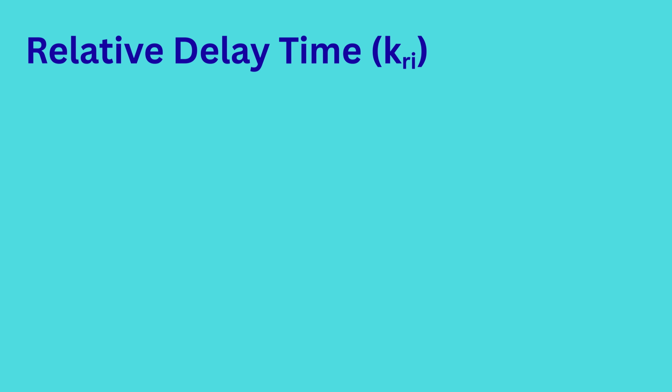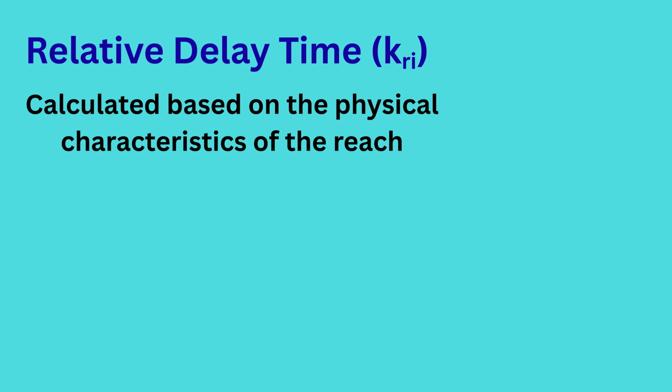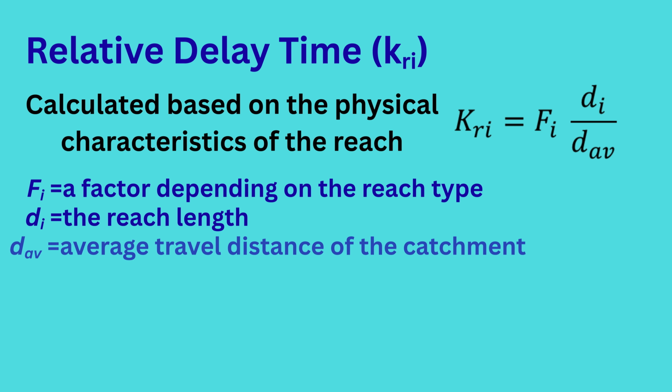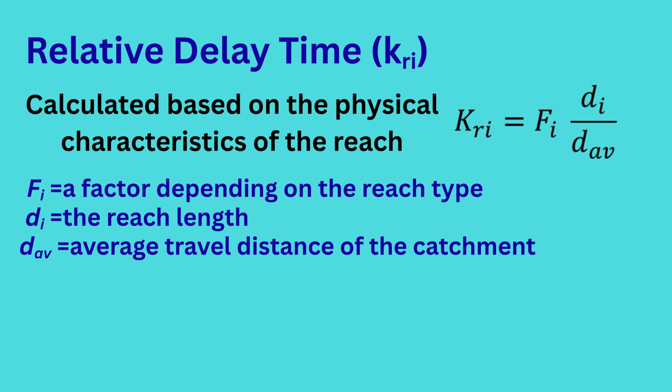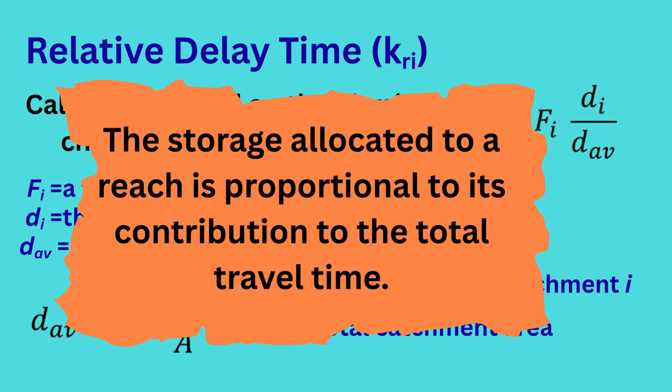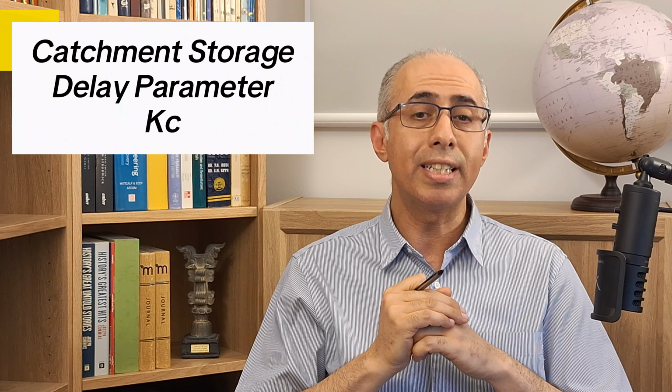This parameter is typically calculated based on the physical characteristics of the reach. RORB calculates KRI as KRI equals Fi times Di divided by DAV, where Fi is a factor depending on the reach type, Di is the reach length, and DAV is the average travel distance of the catchment, which is calculated by this formula, where Ai is the area of the subcatchment i, and capital A is the total catchment area. This ensures that the storage allocated to a reach is proportional to its contribution to the total travel time of the network. Now let's discuss the catchment storage delay parameter Kc.